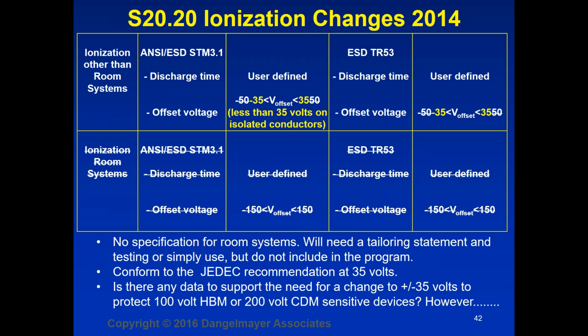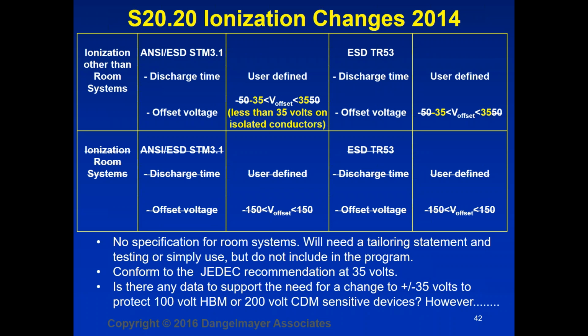In this case, the only caveat that I would add is to make the ionization system part of something else to assure that it will be periodically maintained and calibrated, because it is going to need that to work effectively. So it needs to be somewhere in your calibration program to make sure that it gets proper maintenance and calibration. The other thing you can do is to add a tailoring statement to the static control program that deals with the room system.